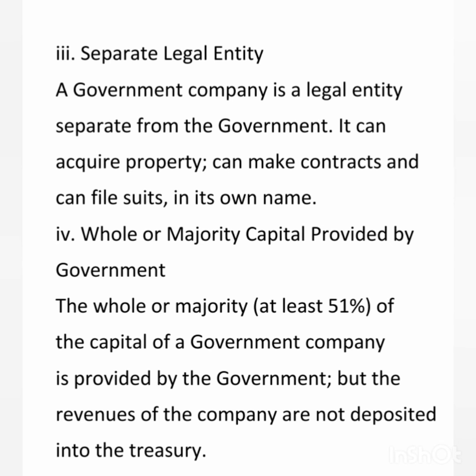Next feature is all or majority capital provided by government. Since it is a government company, the majority of the capital, that is 51% of the capital, must be provided by the government. It can provide 100% also, but if it cannot provide 100%, at least 51% should be provided by the government. But the revenues of the government company are not deposited into the treasury.